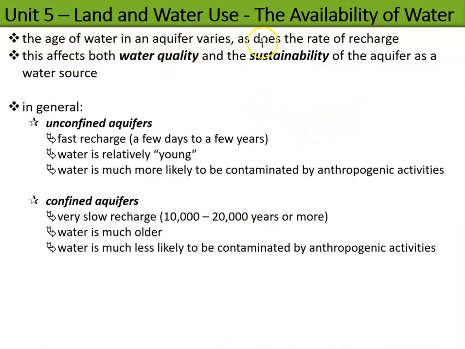So the age of the water that's in an aquifer can vary greatly, and so can the rate of recharge. You might think that the age of the water is not that big a deal, and maybe you don't want really old water because it's old and stale. But actually it turns out that the older the water is, the more likely it is to be very clean and well purified. So the age of the water and the rate of recharge affects both water quality and the sustainability of the aquifer as a water source. Now, unfortunately, these two things kind of work against each other.